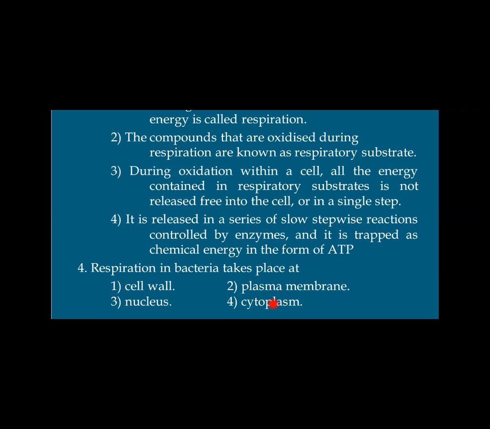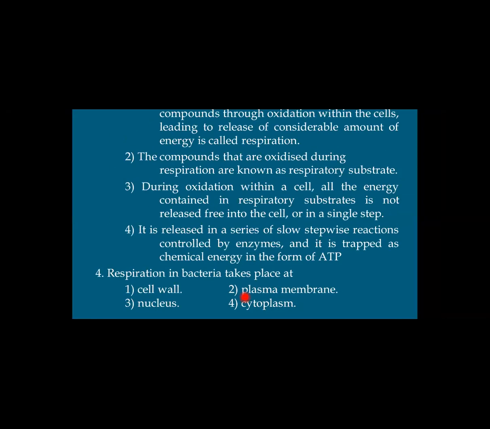Okay, why we are not selecting cytoplasm? 2 and 4 both can be the answers here, but major preference you give to option 2 because aerobic respiration majorly occurs in plasma membrane. Only glycolysis occurs in cytoplasm. Remaining Krebs cycle, ETS, everything, some of the enzymes of Krebs cycle occur in plasma membrane. So aerobic respiration for plasma membrane, go for option 2. Okay, so I hope question number 4 is clear.